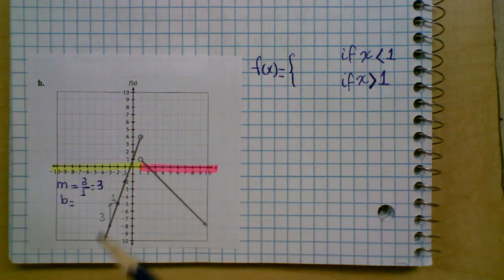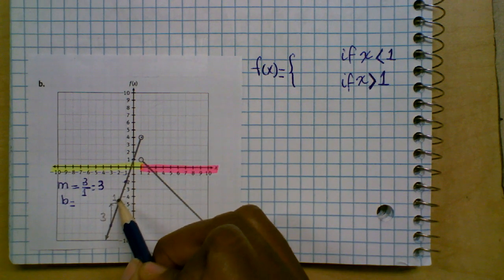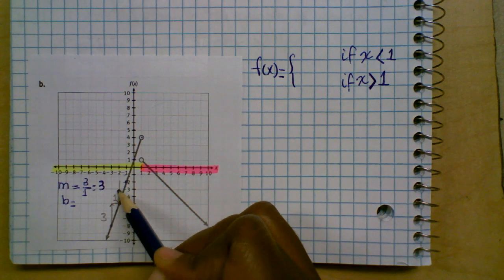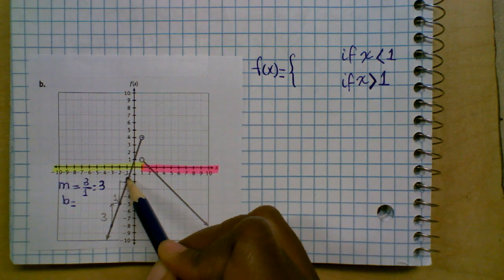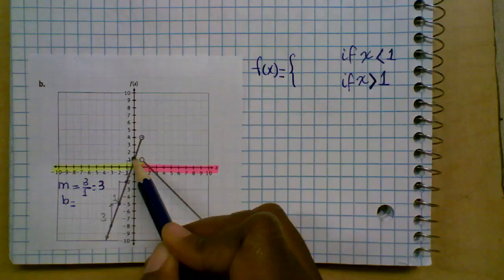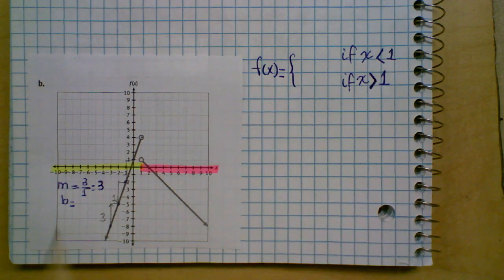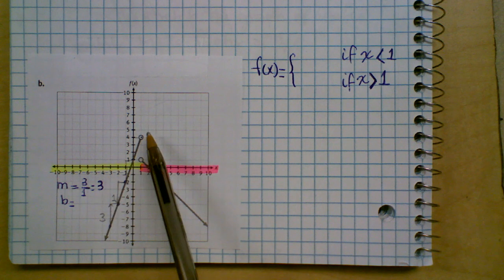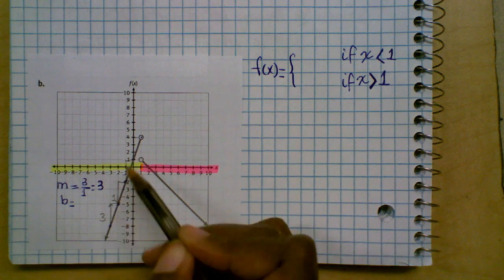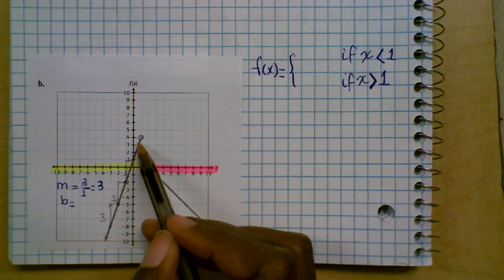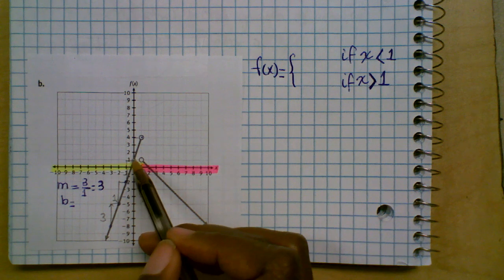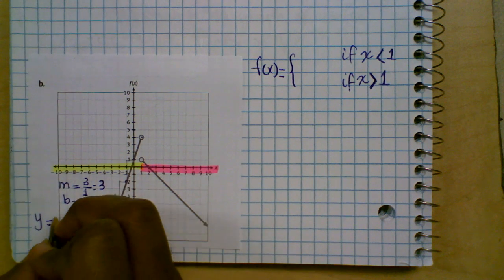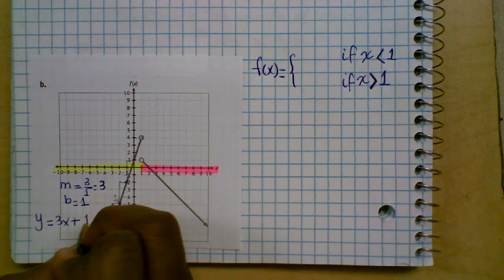Now let's check our slope again. We start here, and you go up. How many times? 3 times, 1, 2, 3, and you move to the right 1. Up 3 and to the right 1. So the slope is correct, and I know that m is positive 3. Now what is the y-intercept? The y-intercept is the point of intersection between the y-axis and the line, and that point is positive 1. So the equation of the line is y equals 3x plus 1.